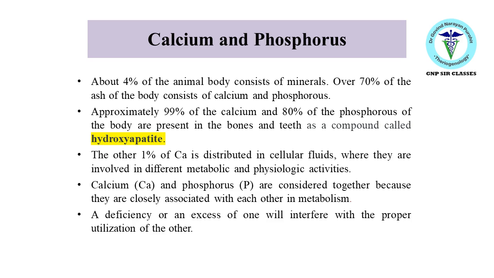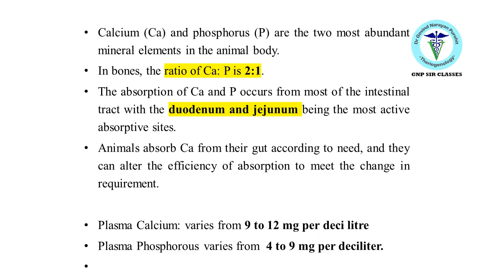Calcium, Ca, and phosphorus, P, are considered together because they are closely associated with each other in metabolism. A deficiency or an excess of one will interfere with the proper utilization of the other. Calcium and phosphorus are the two most abundant mineral elements in the animal body. In bones, the ratio of Ca to P is 2:1.